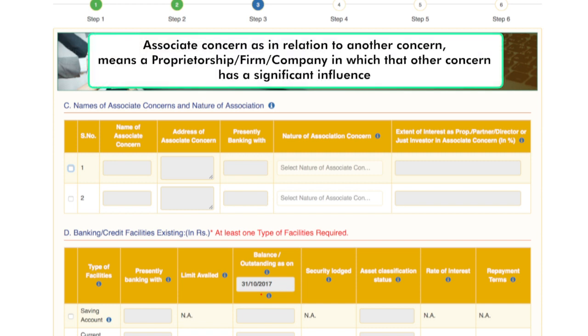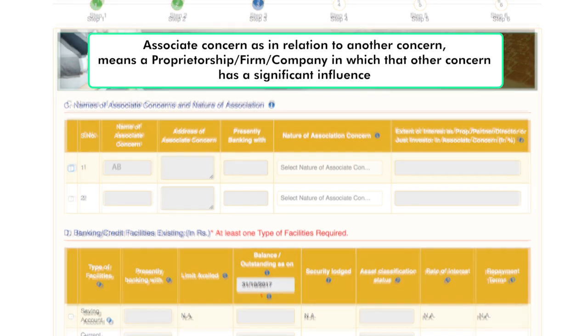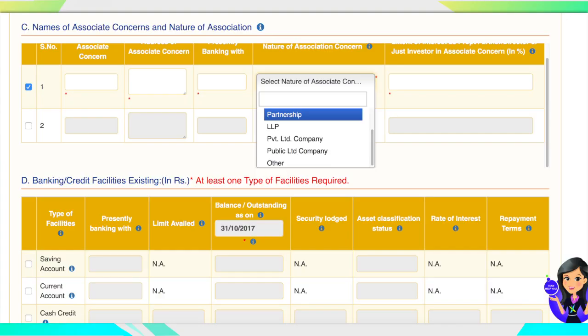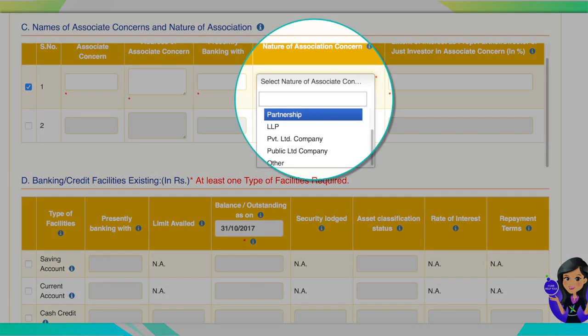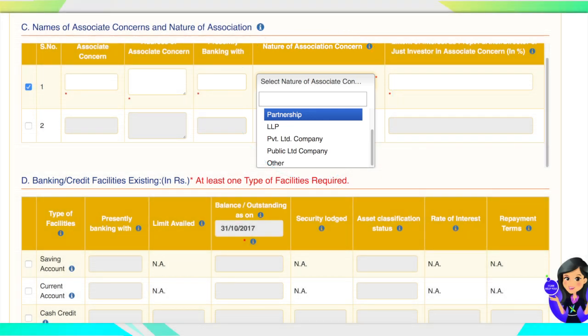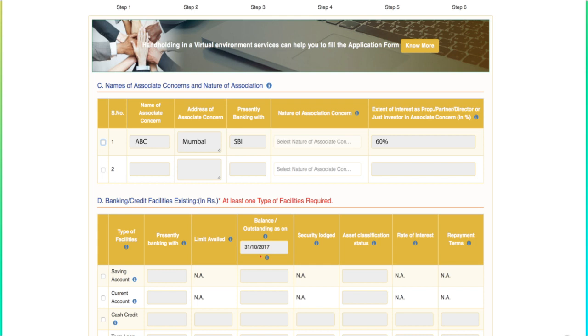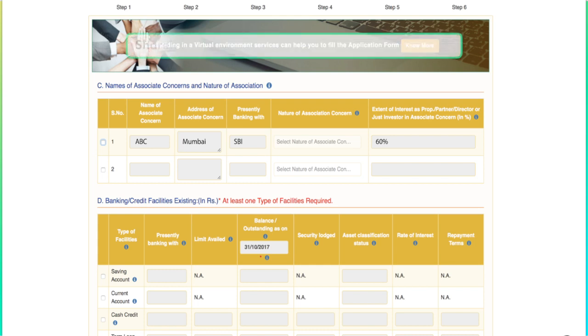Associate concern, as in relation to another concern, means a proprietorship, firm, company in which that other concern has a significant influence. And then we come to nature of associate concern. The applicant can choose from over 6 options. Extent of interest in associate concern. The applicant needs to fill in details of the involvement with the associate concern. For example, shareholding of the promoter in the associate concern.